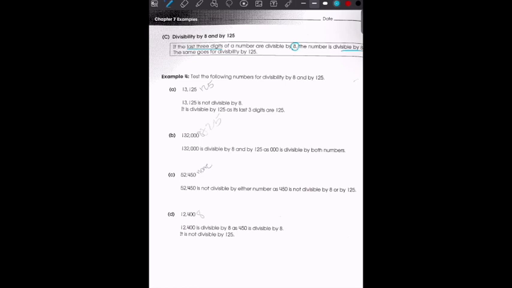So for 13,125, we look at the last three digits and we have 125. So it's going to be dividing by itself. So since 125 is divisible by 125, we're going to say that this number, 13,125, is divisible by 125. But then for 8, 125 is not divisible by 8 because it gives us a remainder. So since 125 is not divisible by 8, 13,125 is not divisible by 8.